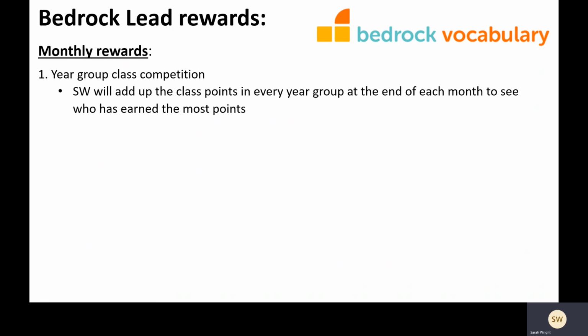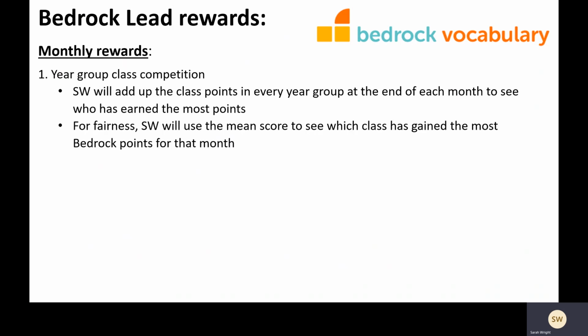So I'm going to add up the class points in every year group at the end of each month to see which class has earned the most points. Now, to make it fair, I'm going to use the mean score. So we understand that some classes have more students in than others. So for example, 7S1 might have 32 students, whereas 7A4 might only have 18. And it's not fair to compare class points that way.